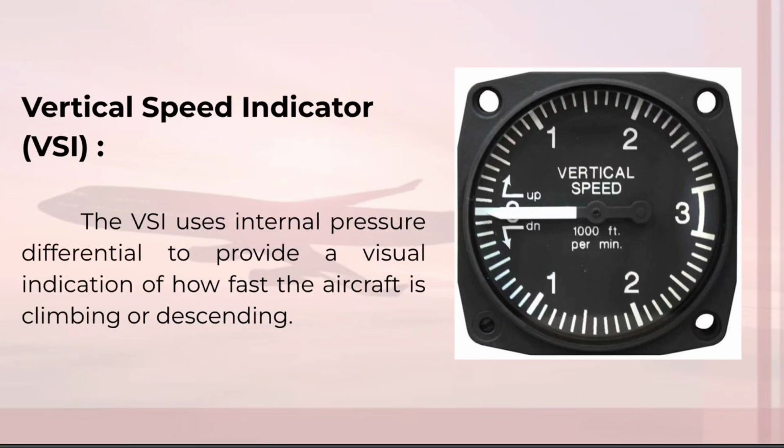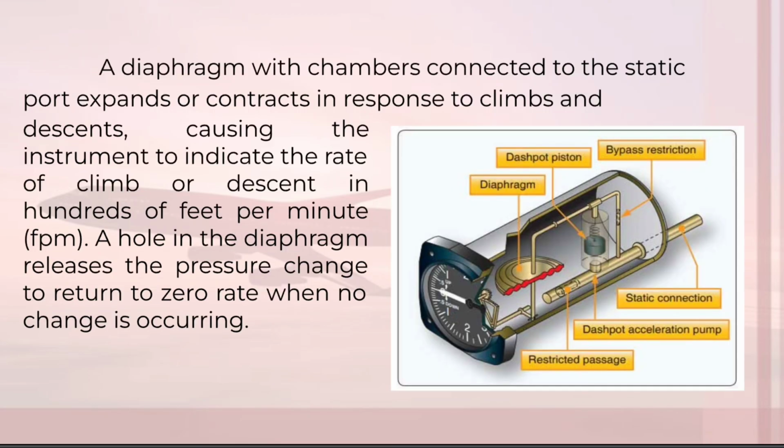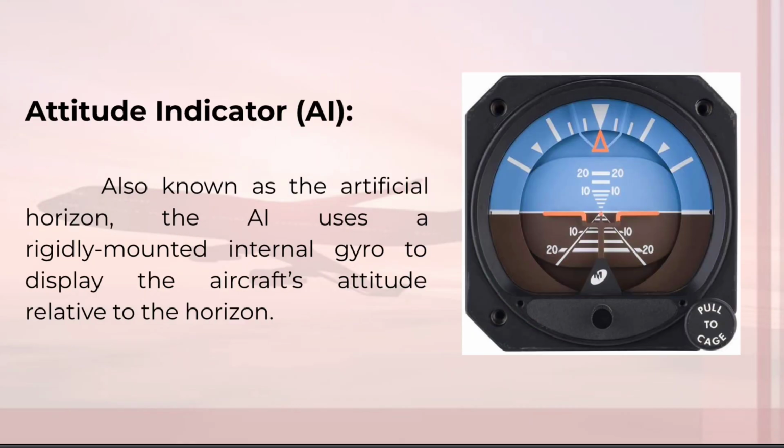Vertical speed indicator. The vertical speed indicator uses internal pressure differential to provide a visual indication of how fast the aircraft is climbing or descending. A diaphragm with chambers connected to the static port expands or contracts in response to climb or descent, causing the instrument to indicate the rate of climb or descent in hundreds of feet per minute. A hole in the diaphragm releases the pressure change to return to zero rate when no change is occurring.